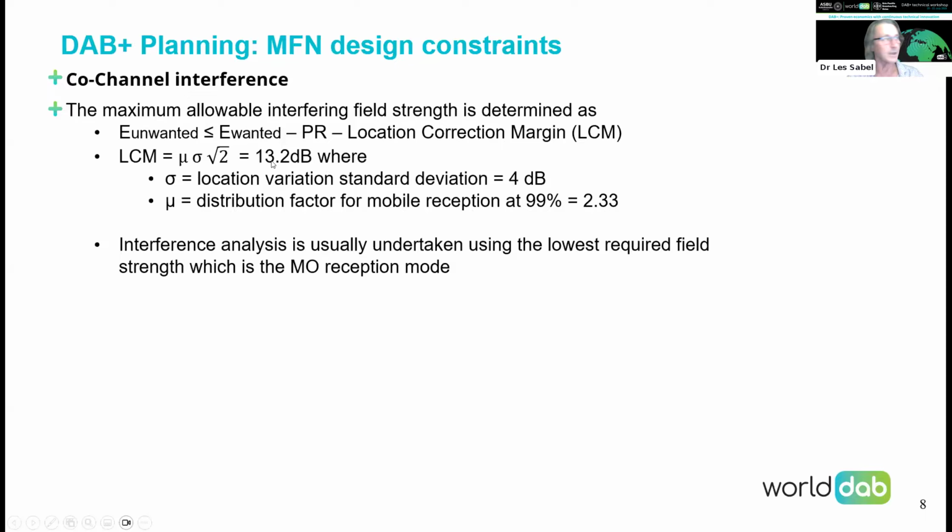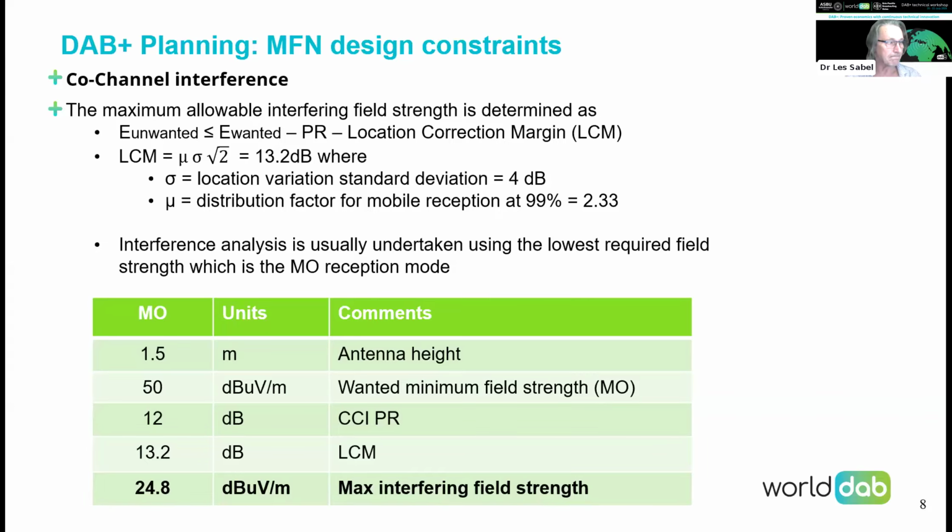So what we're saying then is that if we do those calculations, considering that minimum field strength of 50 dB microvolts, nominally at the edge of the license area, and we take the PR and the location correction margin, the maximum interfering field strength is 24.8 dB microvolts per meter. So basically 25 dB less. So that's a useful thing to know.